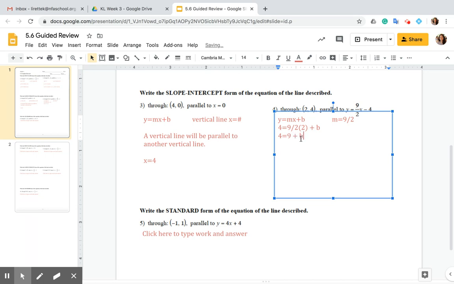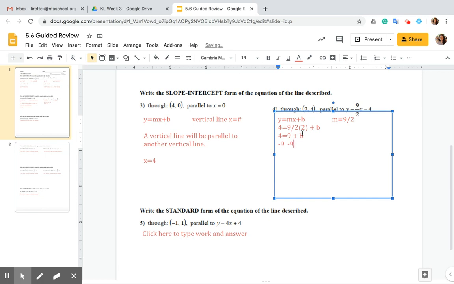I still have my plus b. I want to solve for this. In order to solve, I've got to get rid of this 9 on both sides. It's obviously going to be an addition or subtraction step. To figure out if you add or subtract, don't look at this sign. Look at the sign in front of the 9. If there isn't one, it's positive. That means I do the opposite and subtract.